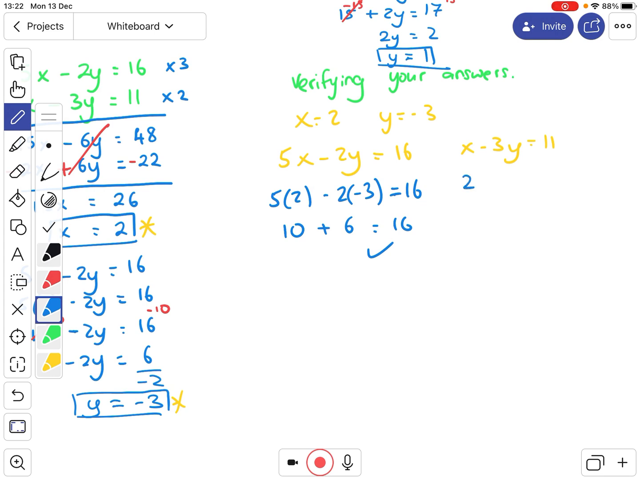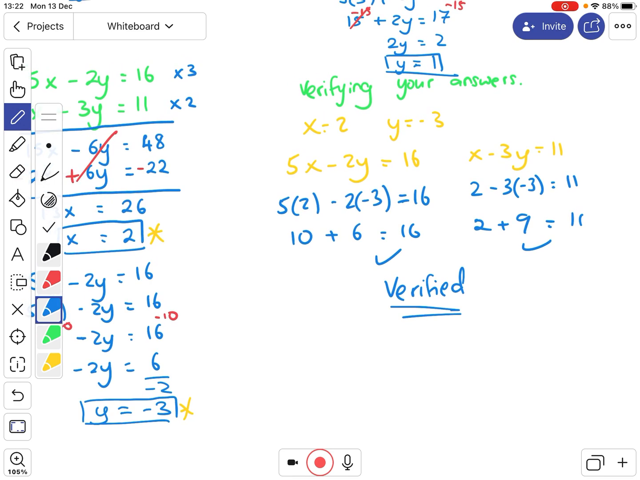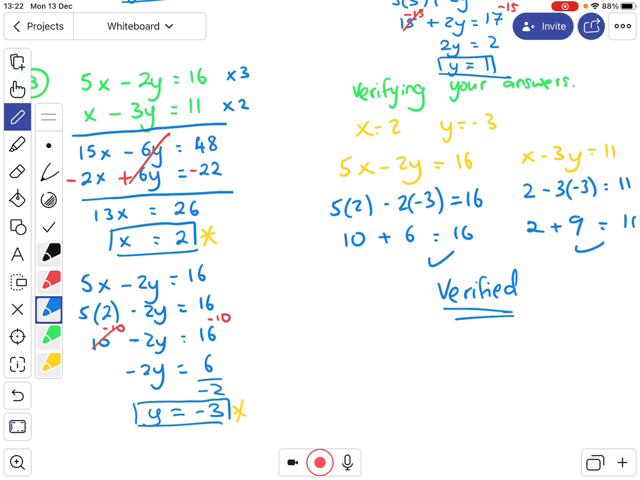I'll have in for x is going to go the number 2, minus 3, and in for y goes a minus 3, and that equals 11. That's 2 minus by a minus gives a plus 9, and that does equal 11. And at the end, I have to write that that means that that is verified to get my full marks. And that is all the different types of simultaneous equations that we can be asked about.